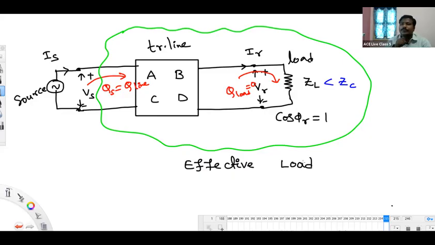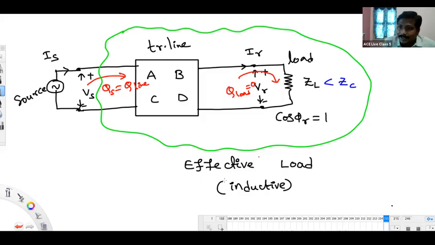Effective load on the source. What is the nature of this effective load? Is it inductive, capacitive, or resistive in nature? That will be inductive in nature, because one element is absorbing reactive power. So it is inductive in nature.